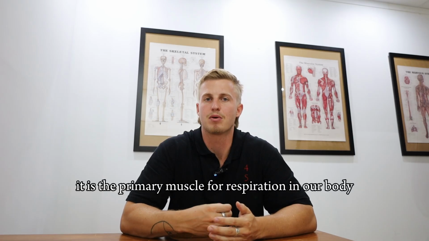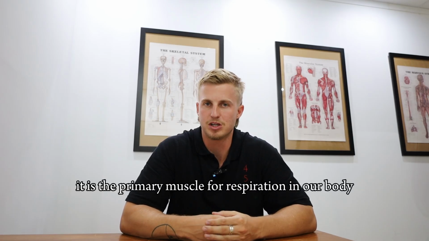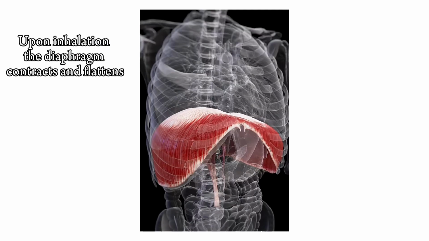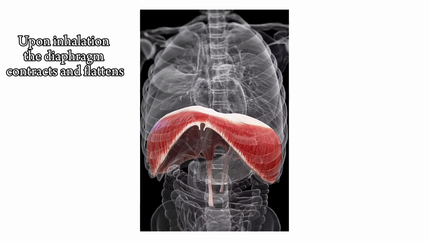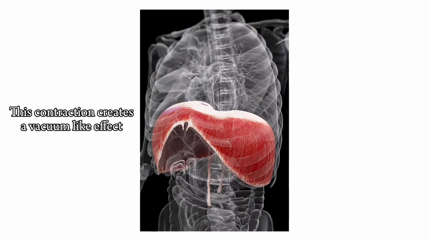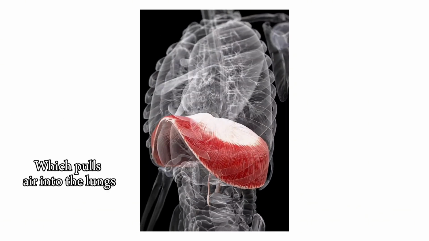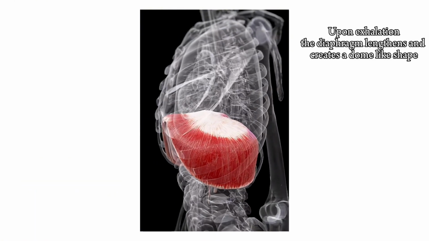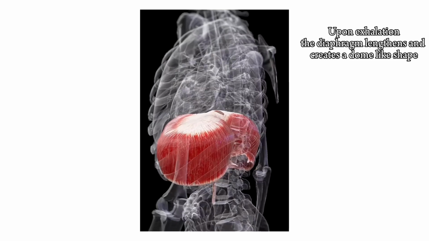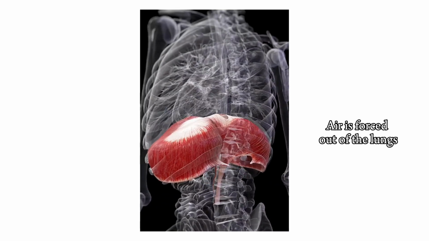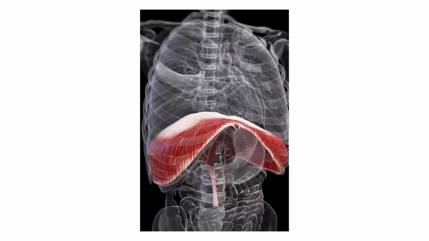Hemi means half. The diaphragm is the primary muscle for respiration in our body. Upon inhalation, the diaphragm contracts and flattens. This contraction creates a vacuum-like effect which pulls air into the lungs. Upon exhalation, the diaphragm lengthens and creates a dome-like shape, and air is forced out of the lungs. This video will show you what I mean.